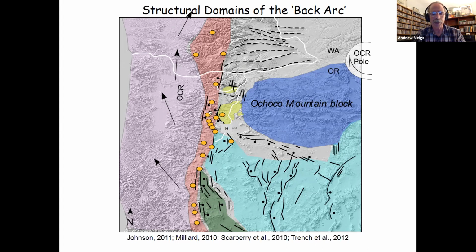So I'm going to basically outline the history of extension here and then talk about, in particular, how this western edge of the boundary is related to the Oregon coast block.